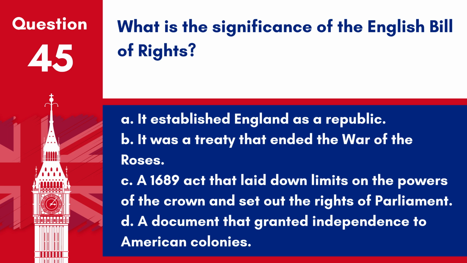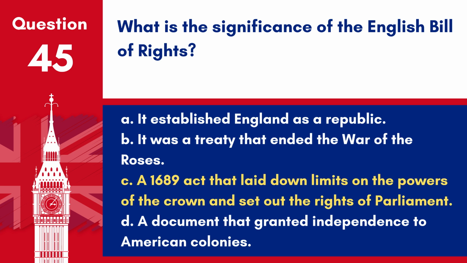Question 45. What is the significance of the English Bill of Rights? A. It established England as a republic. B. It was a treaty that ended the War of the Roses. C. A 1689 Act that laid down limits on the powers of the Crown and set out the rights of Parliament. D. A document that granted independence to American colonies.